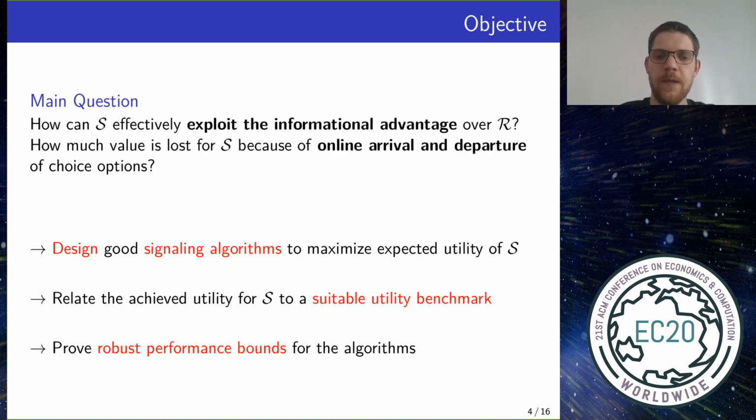What we are doing in the paper is we are designing good algorithms and comparing them to a benchmark and showing that the algorithms achieve good approximation factors compared to this benchmark.